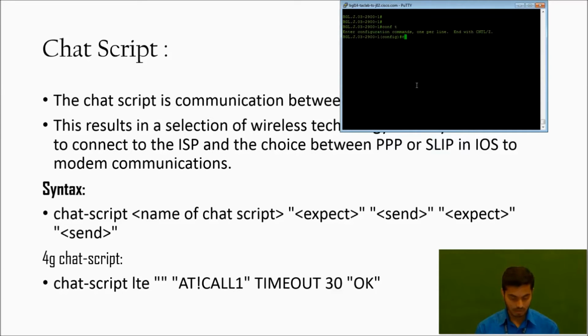So the chat script is configured using the chat script command, and the name I will be giving is LTE, and double colon here means that expect data within this double colon. So the data that we are sending will be AT exclamatory call 1, that's the data that's sent, and timeout. So here what it means is expect data of AT exclamatory call 1, and the timeout is 30 seconds before we get a response of OK from the other end, which is the service provider.